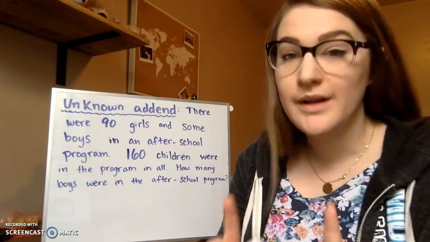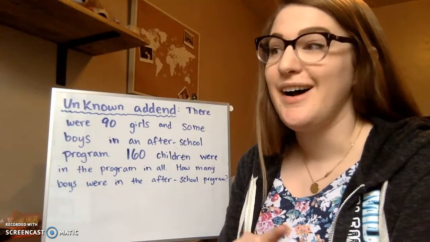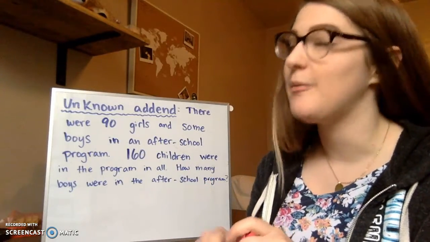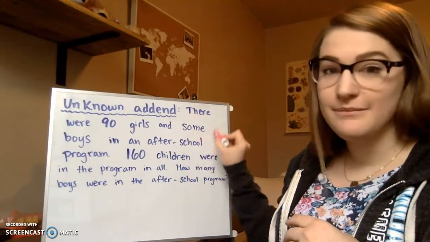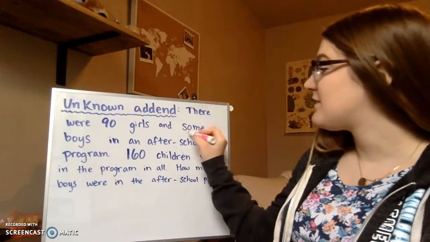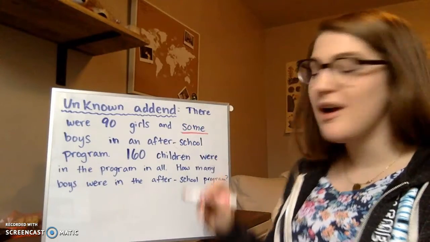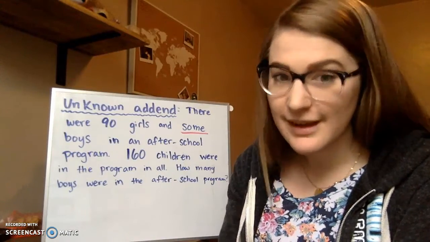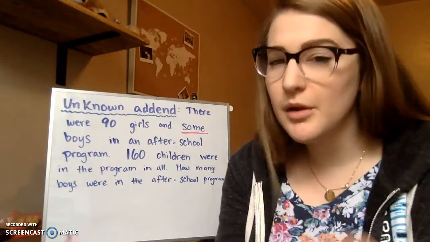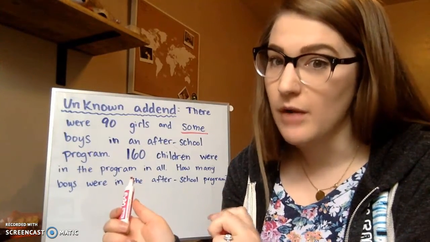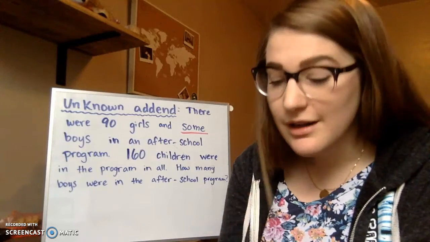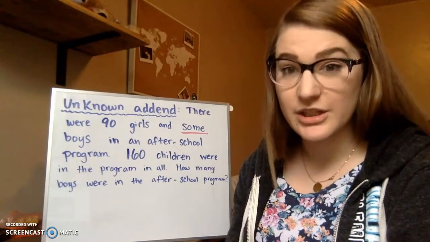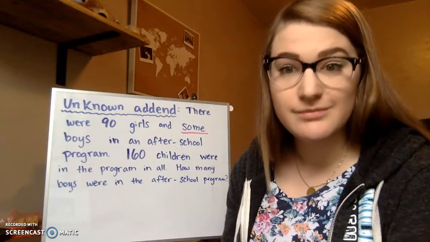So, one big clue word for you in an unknown addend problem is this word sum. So, if there's the word sum in one of your problems, chances are it's an unknown addend problem. Okay? So, there are a couple of ways that you can think about this problem. So go ahead and pause the video for a second and try to come up with an equation that will help you solve this problem.